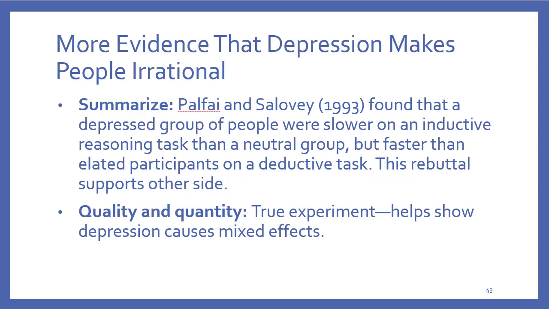Okay, so we have some more recent evidence, more recent, I guess, 1993, where there was a bit more research done, more in a quantitative way, where they were able to do something more experimental. And what the researchers Palfy and Solovey found was that people were able to do deduction better than induction when they were depressed. So this bit of research follows more of a true experimental design, and it shows that depression can cause some mixed effects. So it's not just a matter of whether or not it inhibits thinking, it's about whether or not it inhibits certain types of thinking. And in this case, we're able to figure that out.